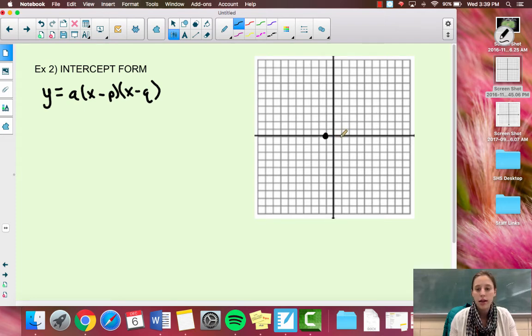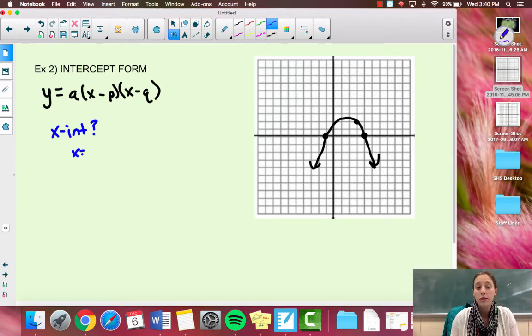An x-intercept at -1 and an x-intercept at 4. And then I give you another point at (3, 2). So it's some graph that looks like this. Okay, not exact, but it's a rough estimate. So looking at this picture, what are the x-intercepts?